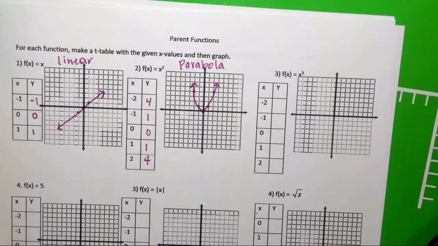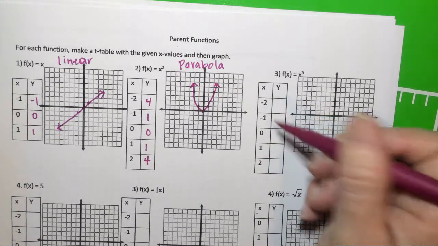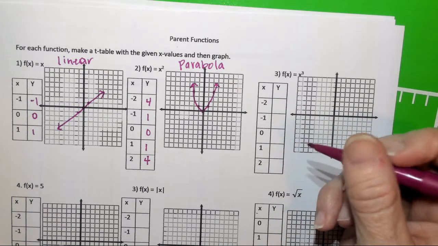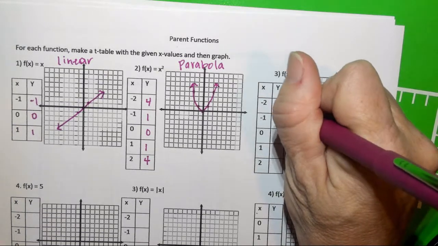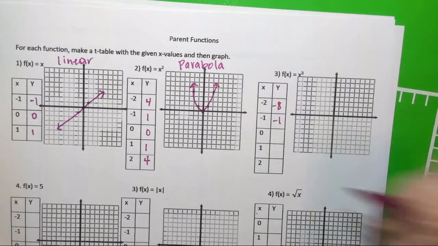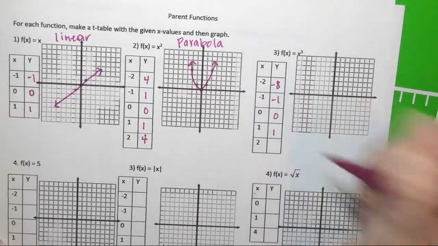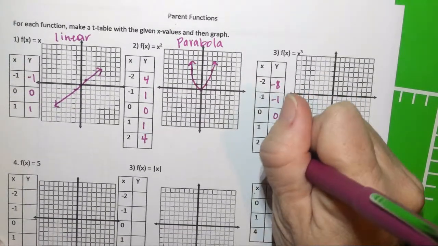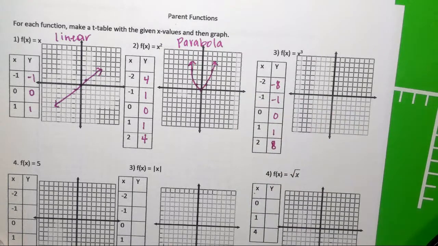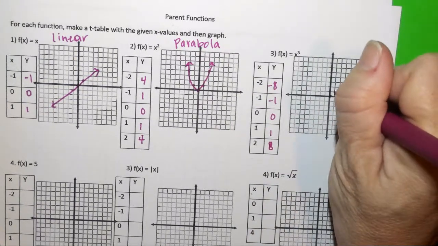F of x equals x cubed. So we're going to take -2 and cube it. So that's -2 times -2 times -2, which is -8. -1 cubed is -1. 0 cubed is 0. 1 cubed is 1. And 2 cubed is 8. Okay, graph those ordered pairs.